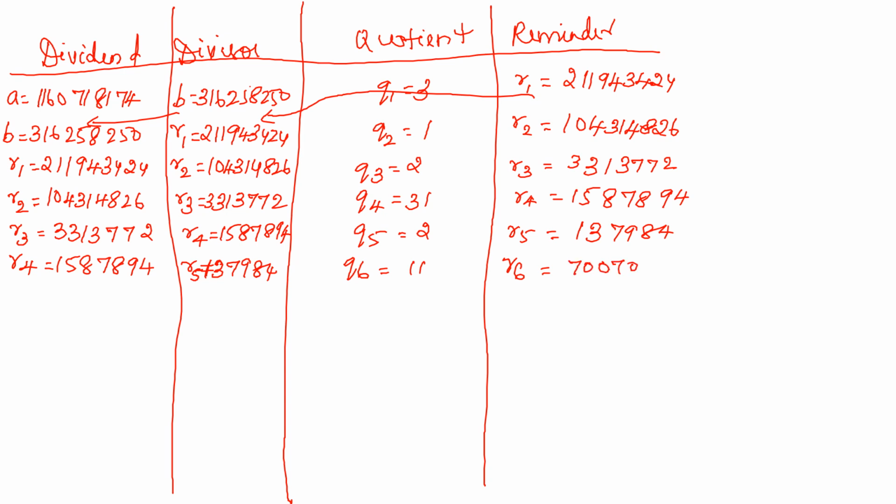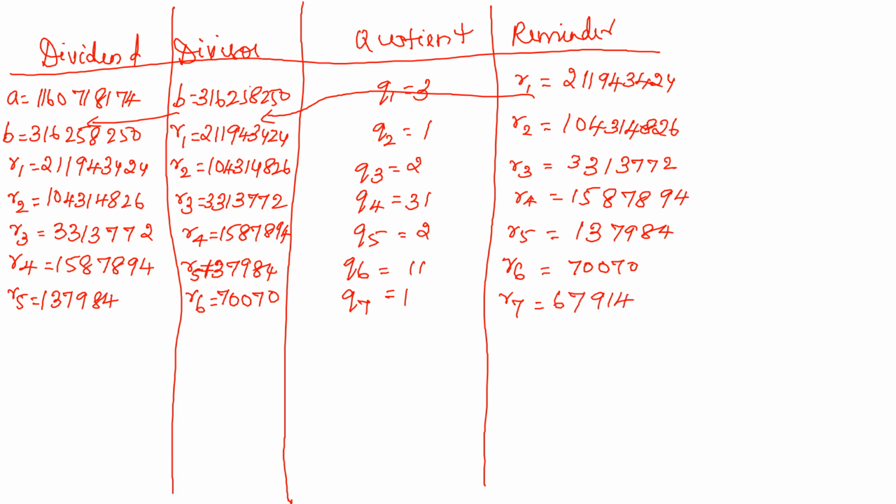Okay, and now your new dividend will be equal to R5. R5 will be equal to 137984. R6 will be your new divisor, 70070, and your new quotient Q7 will be equal to 1. Remainder R7 will be equal to 67914.